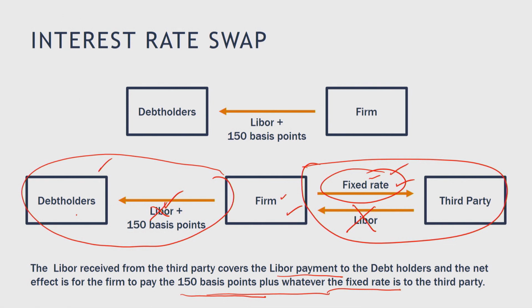So effectively, by having a variable rate loan and then entering into an interest rate swap, it converts a set of variable payments into a set of fixed payments.